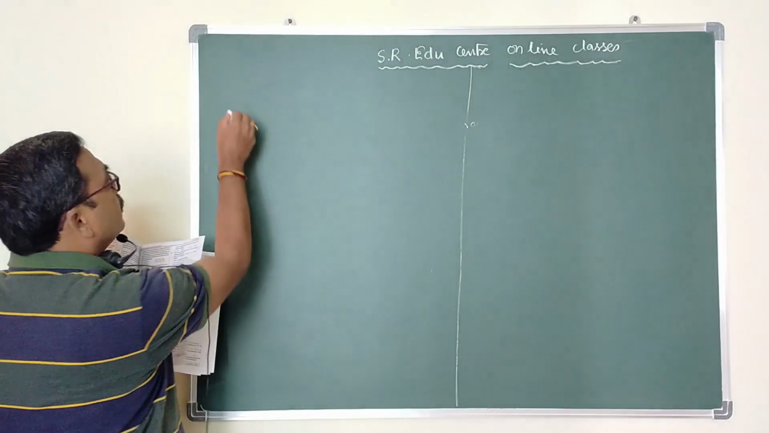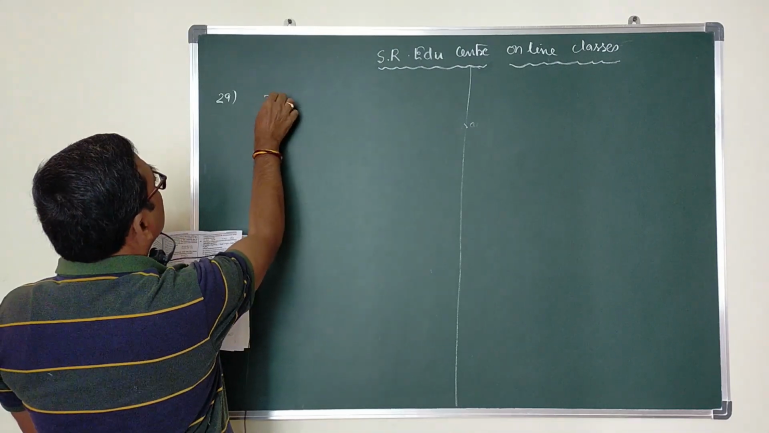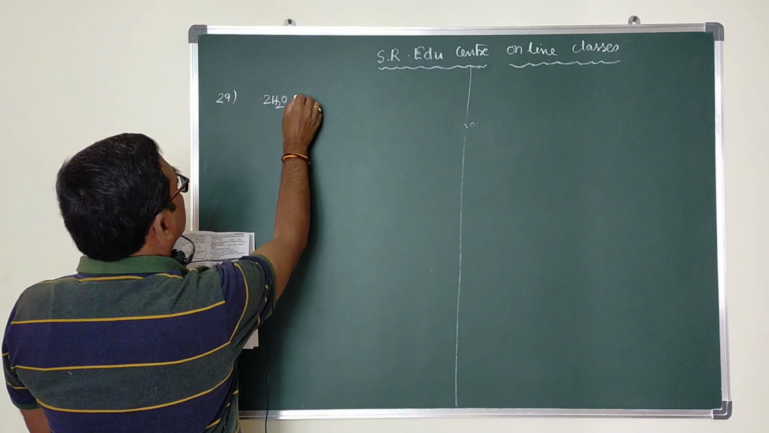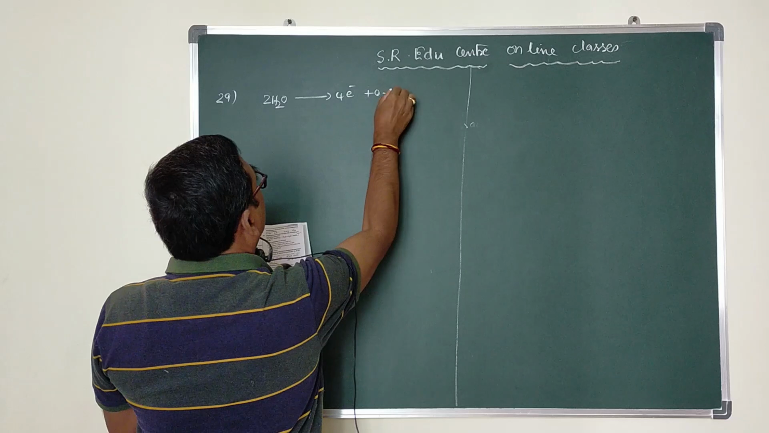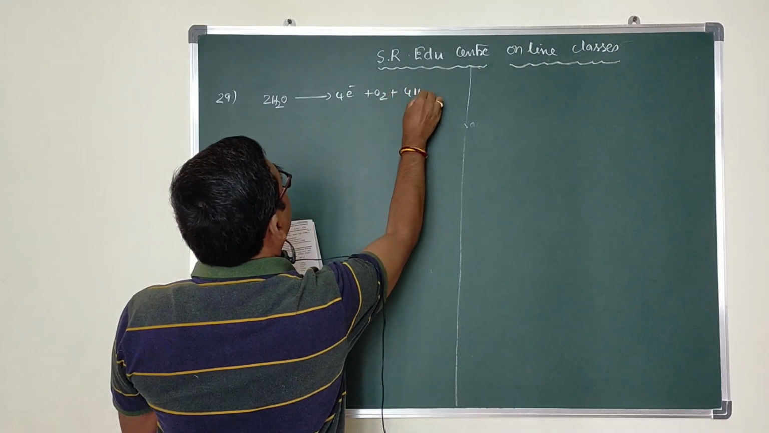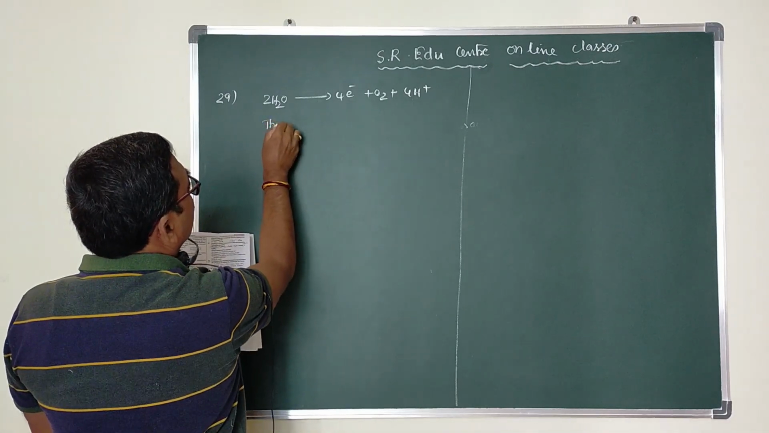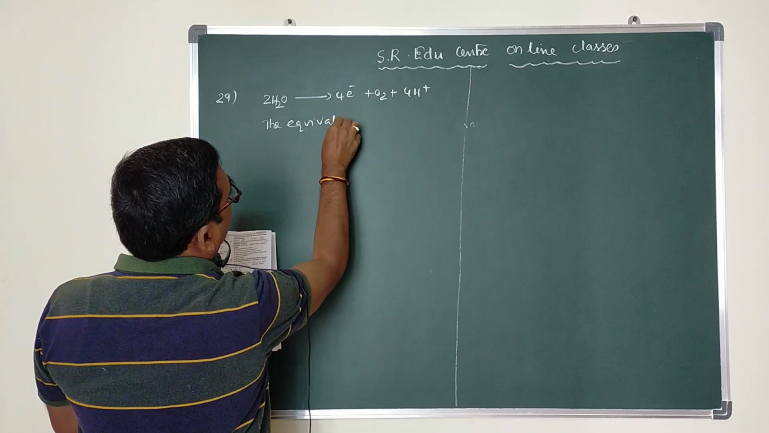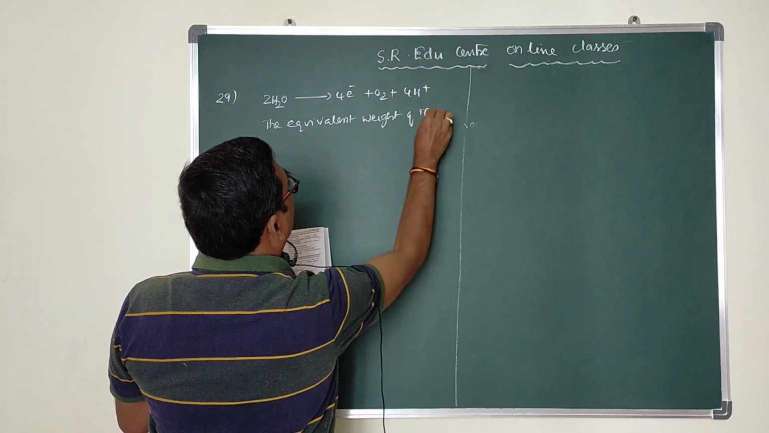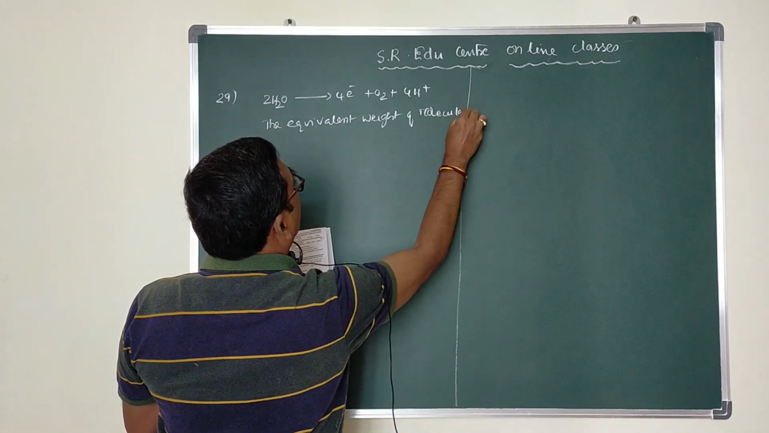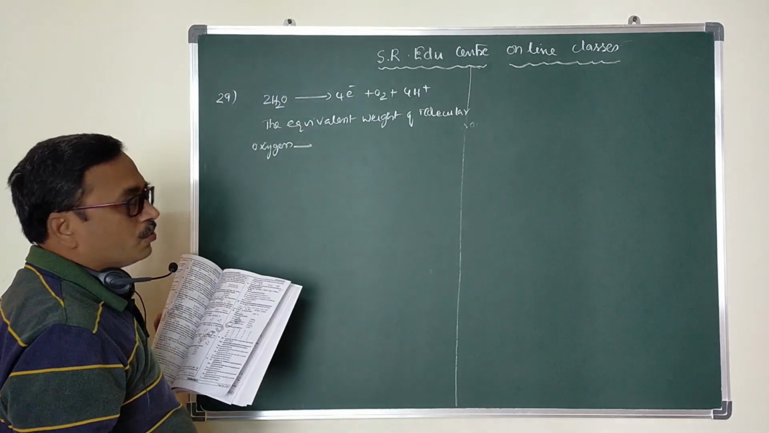Next question is 29 in the same page. The question is 2H2O gives rise to 4e⁻ plus O2 plus 4H⁺. The equivalent weight of molecular oxygen is, this is the question.